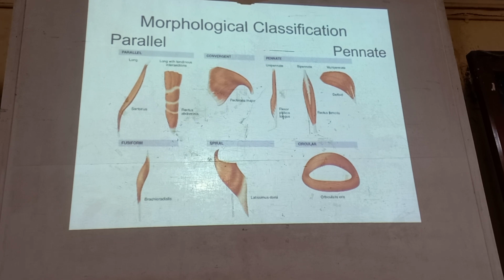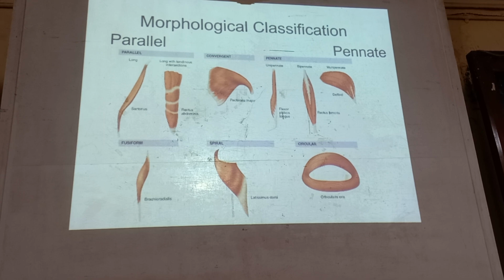Another type of muscle is called a convergent muscle. It's also called a triangular muscle because of broad origin, narrow insertion. But essentially, if you look at the fasciculi, each one is nearly parallel to the adjacent fasciculi. Although it's a triangular shape, adjacent fasciculi are nearly parallel to each other. So convergent muscle is also a type of parallel arrangement.